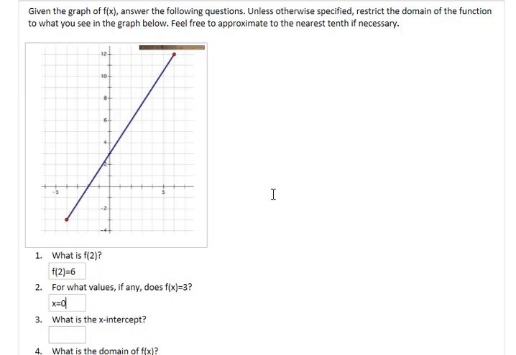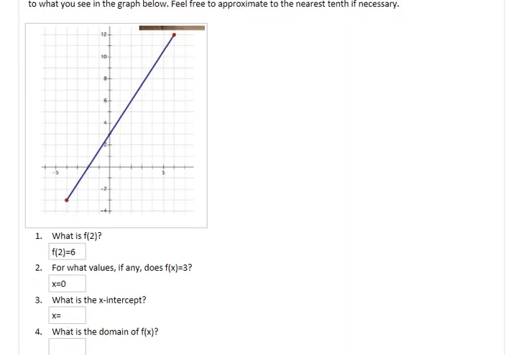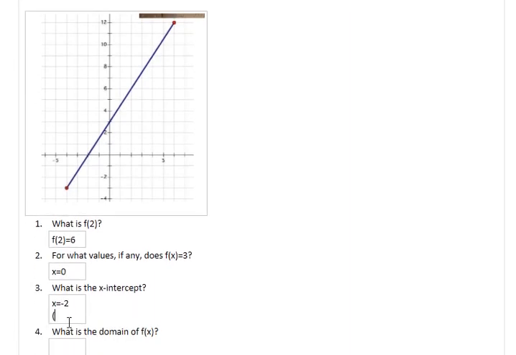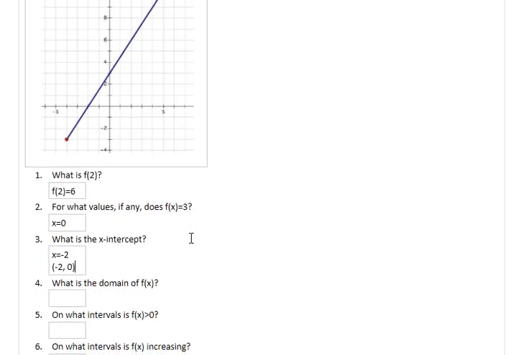What is the x-intercept? Remember, the x-intercept is where my graph crosses the x-axis, which happens here at x equals -2. I will also accept (-2, 0), giving me the actual point. Either one I will find acceptable.